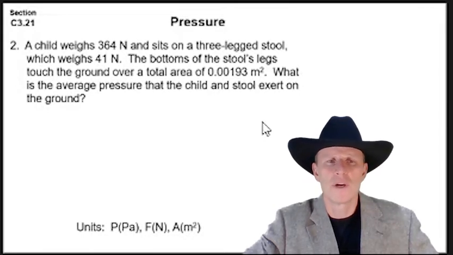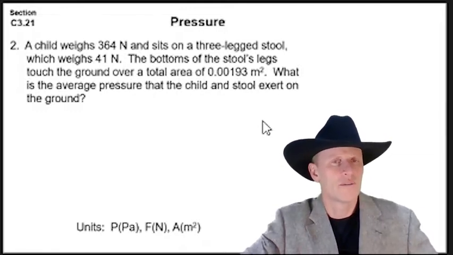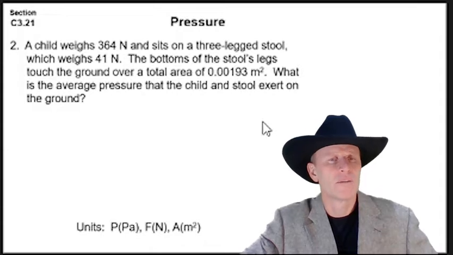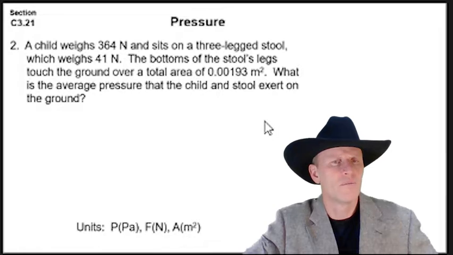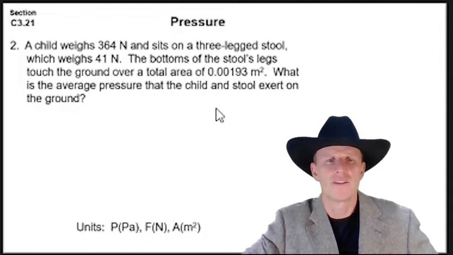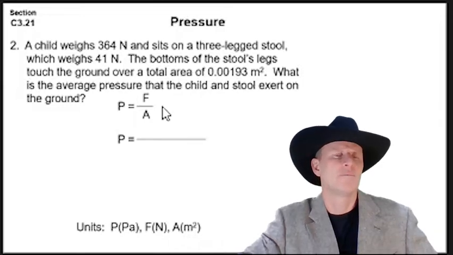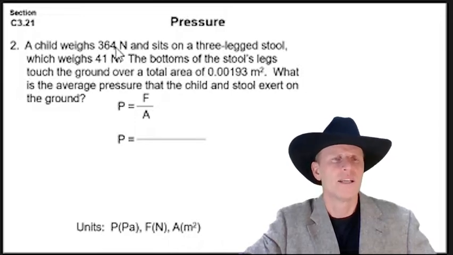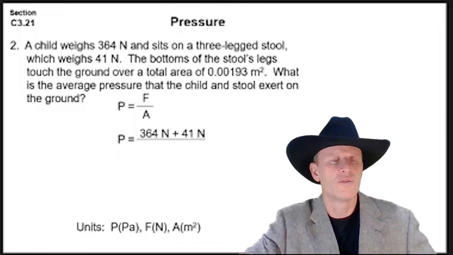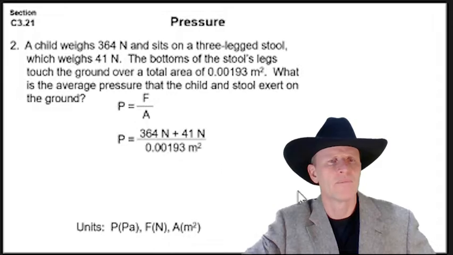Example number 2, a child weighing 364 newtons sits on a 3-legged stool, which also has some weight, 41 newtons. The bottoms of the stool's legs touch the ground over a total area of 0.00193 meters squared. What is the average pressure that the child and the stool exert on the ground? So our formula for this one has to be the total weight pushing down, which would be the weight of the stool plus the weight of the child. So those two together would be on the top. And on the bottom would be our meter squared number, our area.